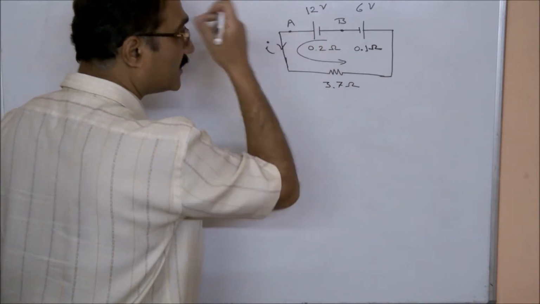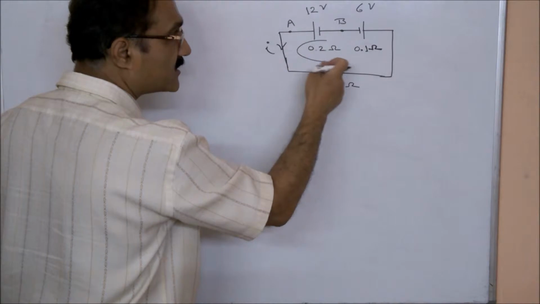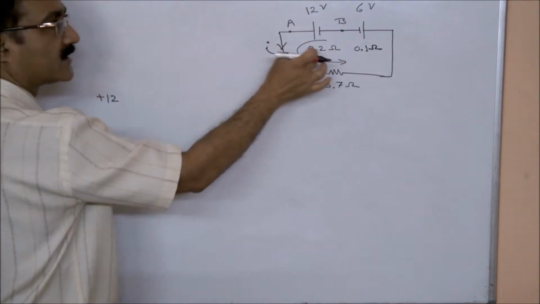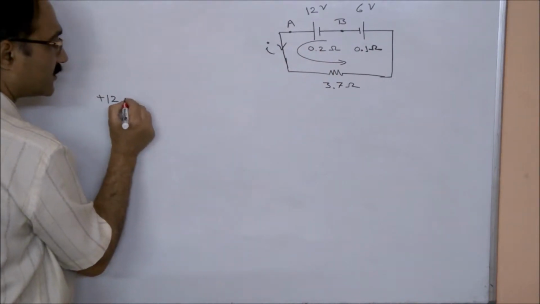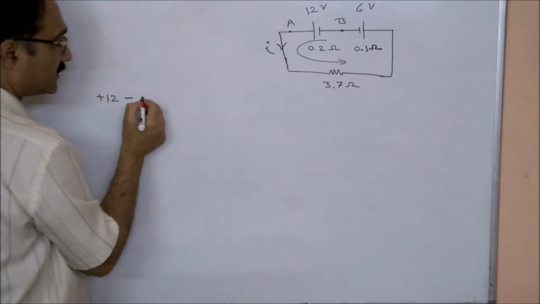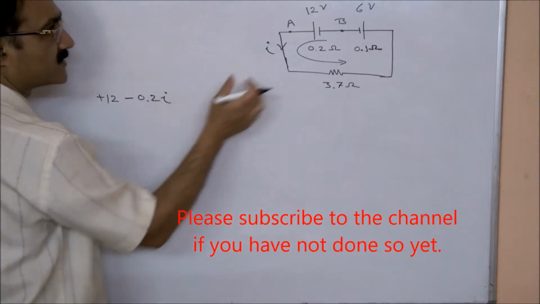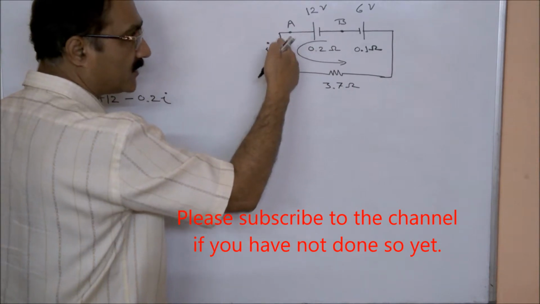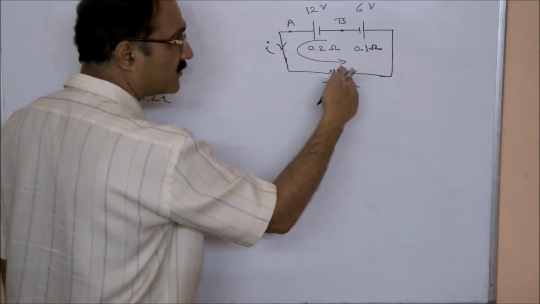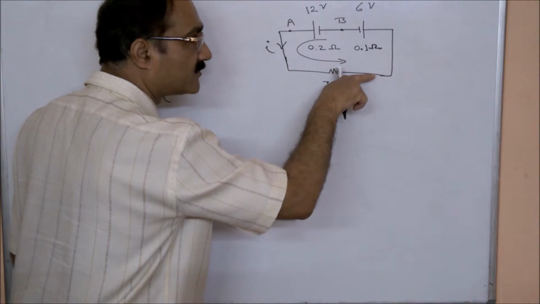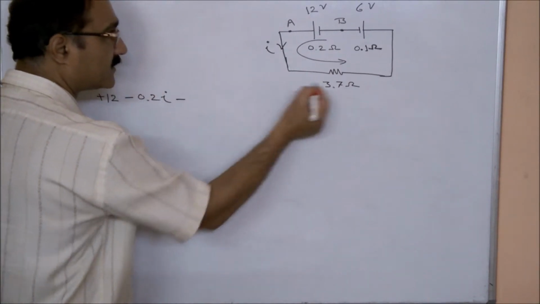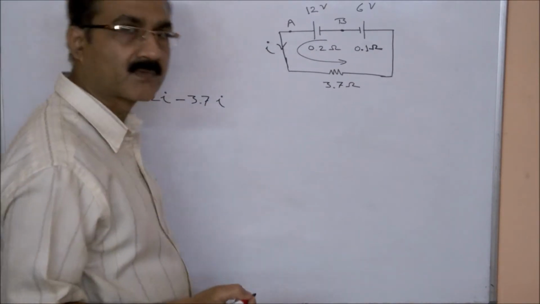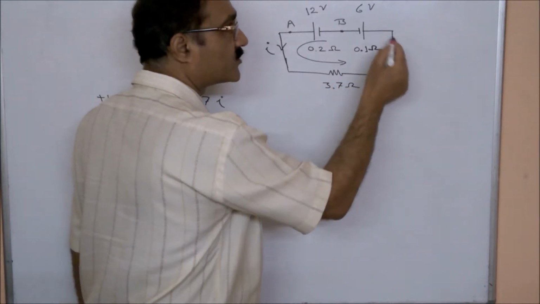Then here I am traversing in the same direction as the current, so potential drop in this resistance, the internal resistance of the cell, will be negative. So resistance into current, this is the potential drop here. Then I reach here, so there will be potential drop here. I am moving in the direction of the current, so this will be negative. Resistance is 3.7, current is I. Okay, so we reach this point.